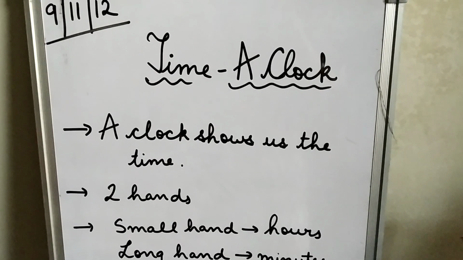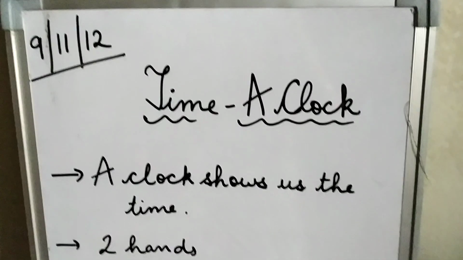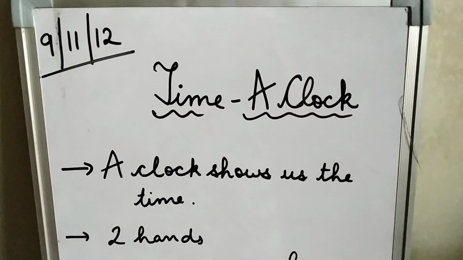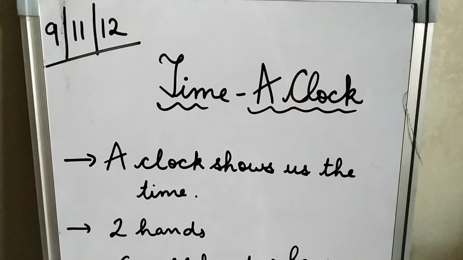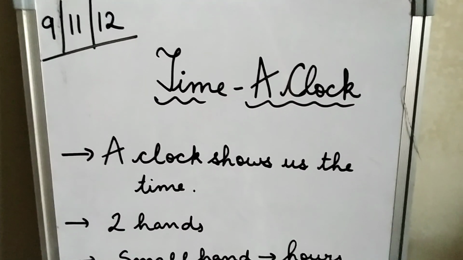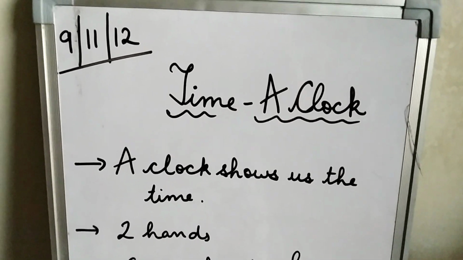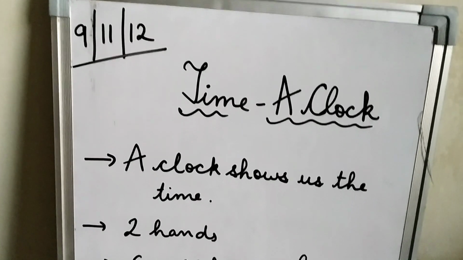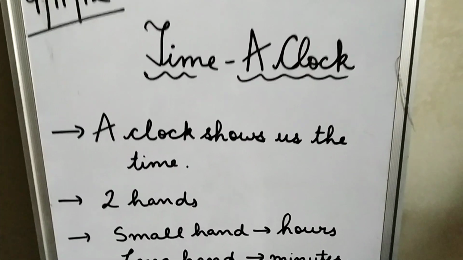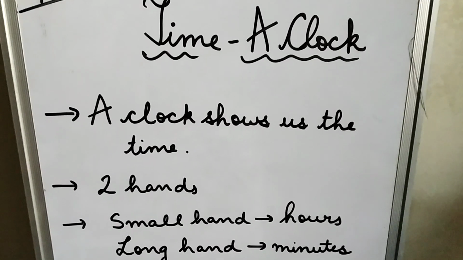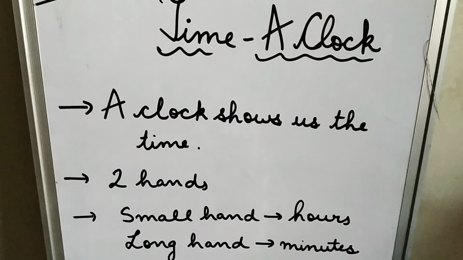Children, today we are going to learn a new topic and the name of the topic is time, a clock. Everybody has seen a clock at your house and everybody is aware of what a clock is. So today I am going to explain what a clock is and what are the things that you see in a clock. First of all children, what does a clock do? A clock shows us the time. We get to know what time of the day it is with the help of a clock.